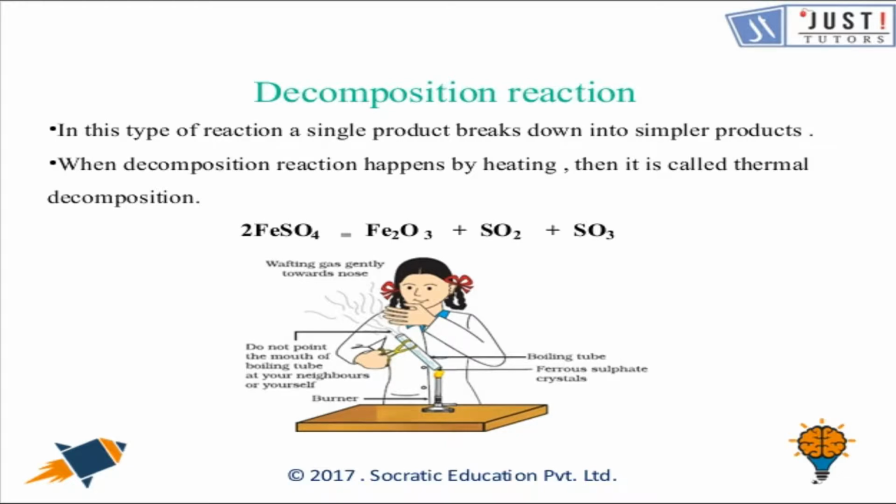Then we have decomposition reaction. It is the opposite of combination reaction. Here the reactant is one and it is broken down into two or more than two simpler products. So we have an example of ferrous sulfate which is converted to iron oxide, sulfur dioxide and sulfur trioxide.